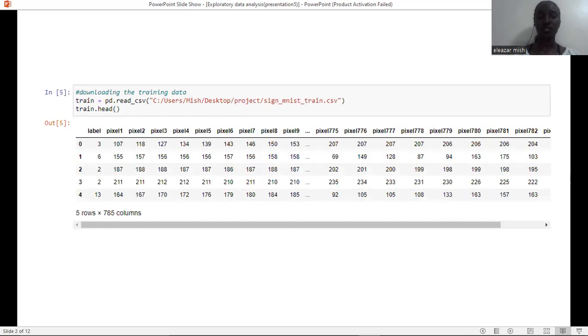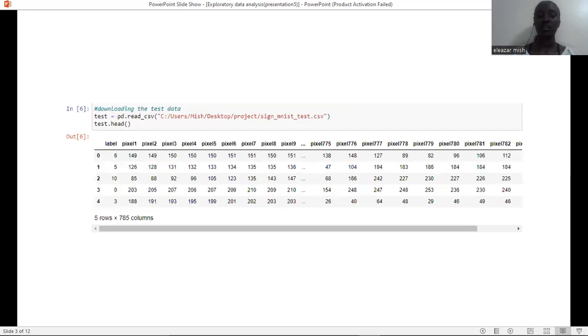So this is the training data represented numerically. This is just basically the training data in rows and columns with the labels and the different multiple pixels. There are 5 rows and 785 columns. Then this is the numeric representation of still the same data, but this is the test data.